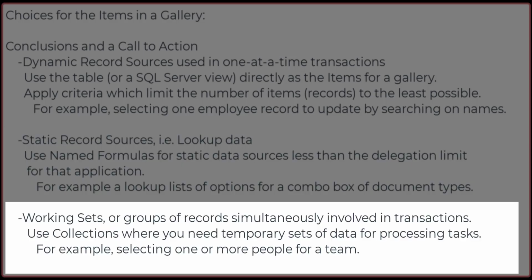The third broad category would be working sets or groups of records simultaneously involved in transactions. Compare this to our first one, which is a one-at-a-time transaction. Use collections in the gallery for the items where you need a temporary set of data for those processing tasks. For example, you would have a gallery in which you list all of the people available for work on a team. Your collection would be based on the people selected for that team. They would go into a collection, and then you would use that collection elsewhere for other processes involving that team as a group.